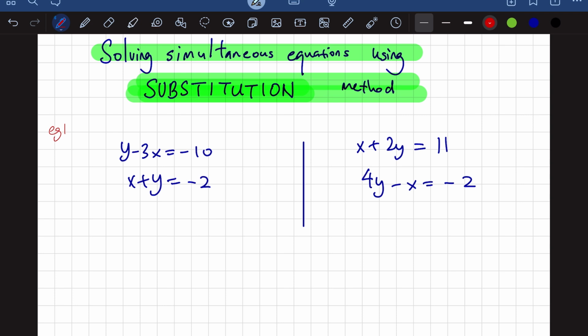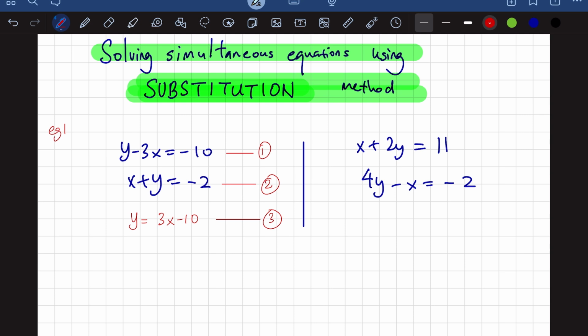So I'm going to first assign this as equation 1, and this as equation 2. Once I have that, I am going to rearrange equation 1. So therefore y equals 3x minus 10, and I call this equation 3. The main reason I did that is because I want to make y the subject, so it allows me to substitute into equation 2 efficiently to solve for x.